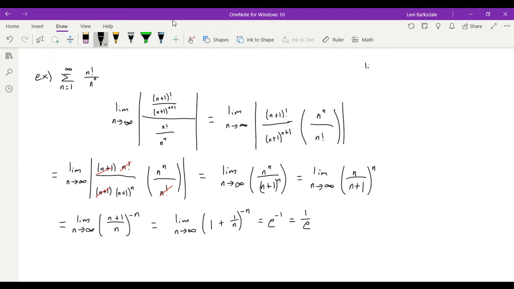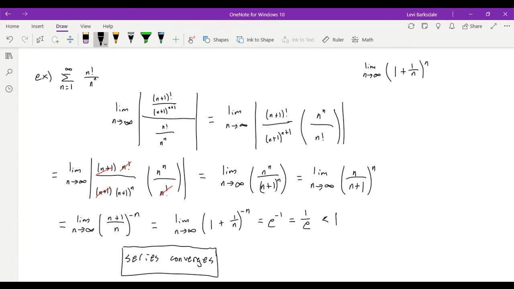Because the number e is actually defined as the limit as n approaches infinity of 1 plus 1 over n to the power of n. Because I have this negative, that would make it an e to the negative first. And 1 divided by e is a little below 3, so it's between 2 and 3. So 1 over, let's say, 2.5 is, of course, smaller than 1. Because this ratio is smaller than 1, we say that our series converges. Cool.